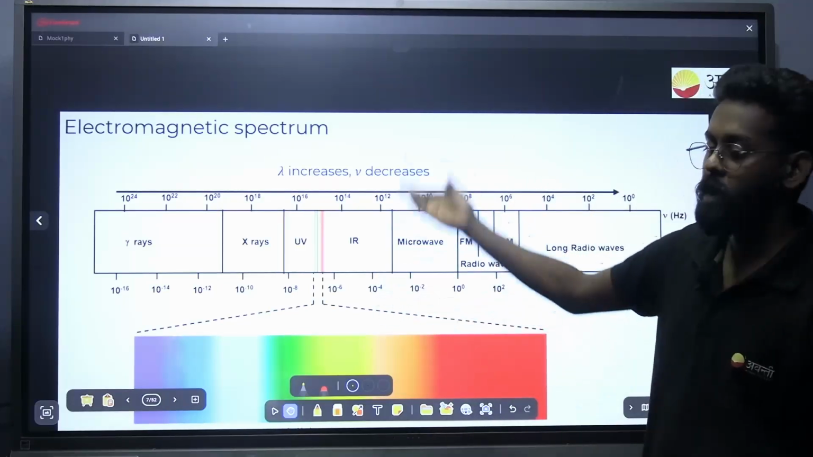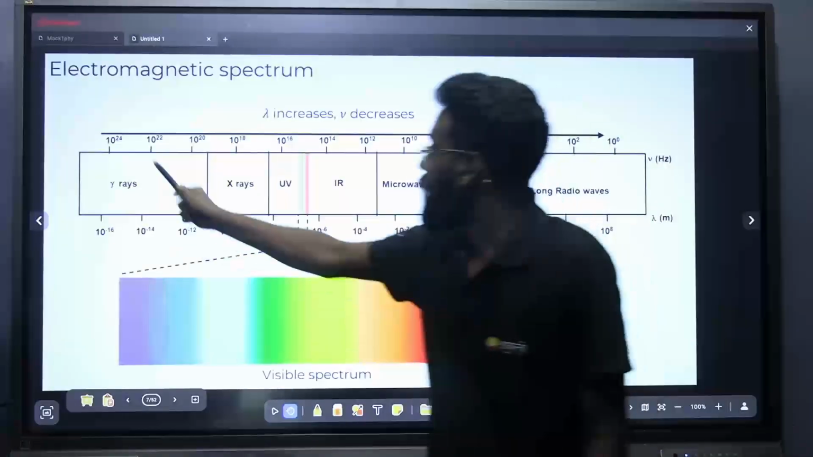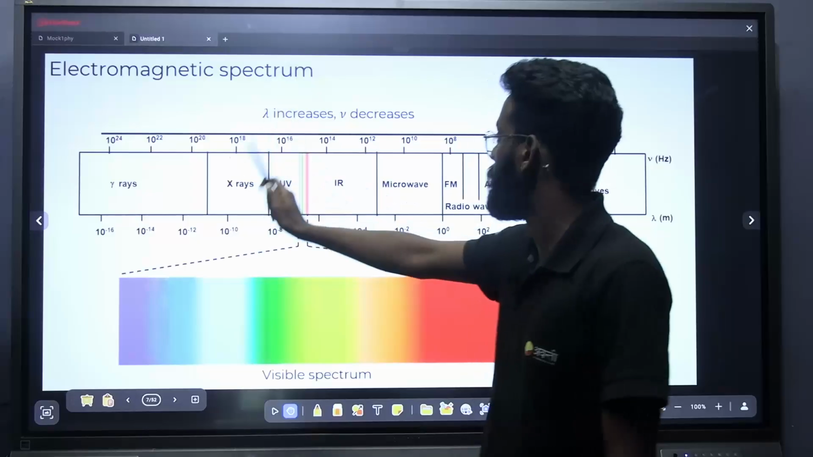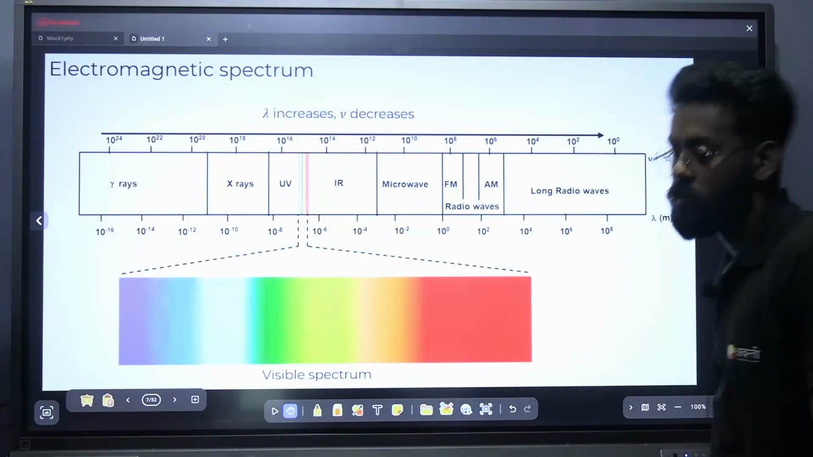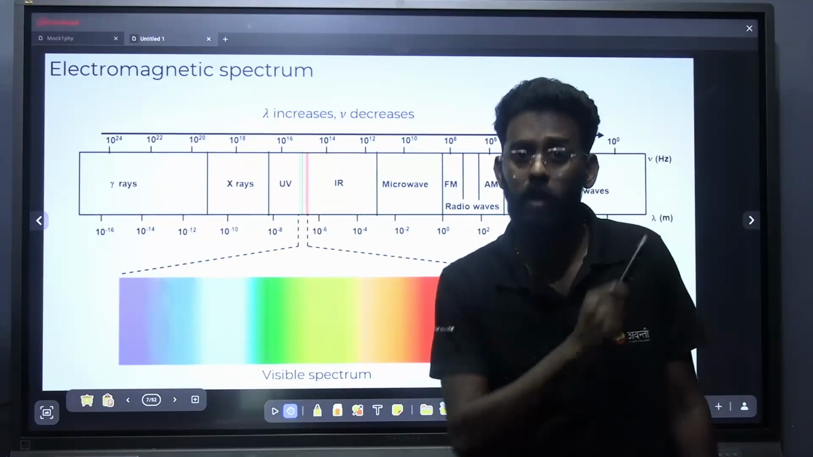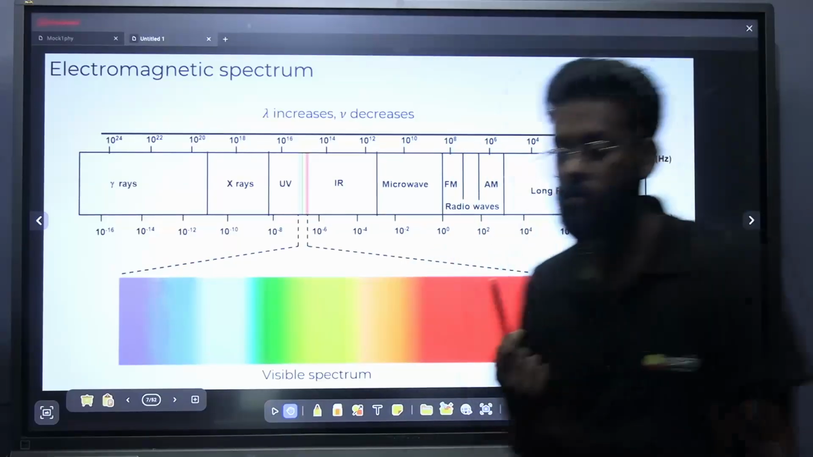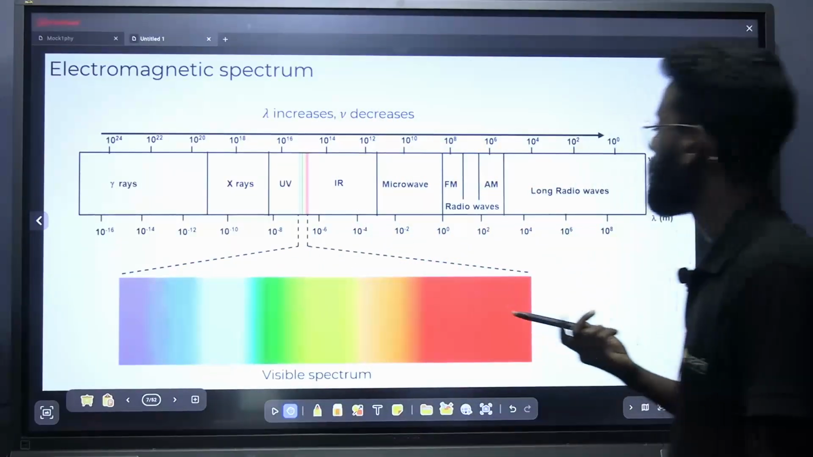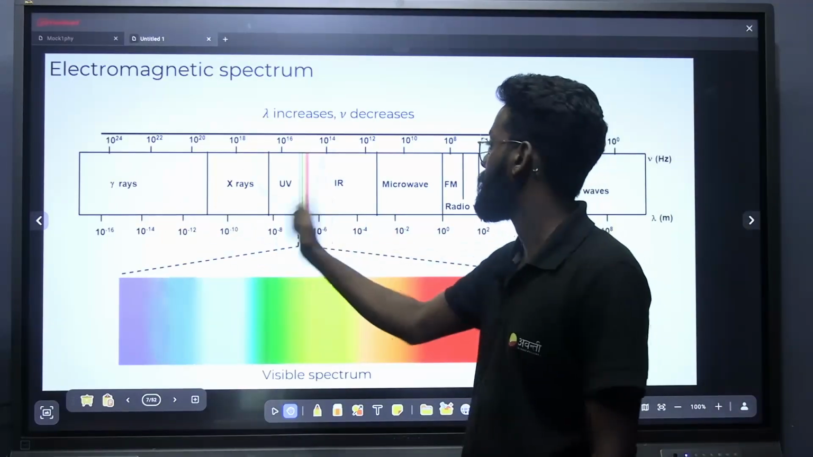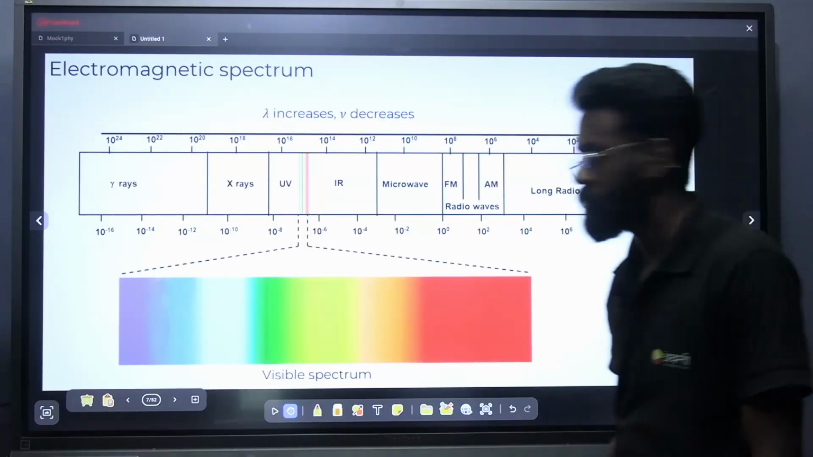Okay, now the next one is about the electromagnetic spectrum. If you look at this electromagnetic spectrum, you can see, starting from gamma rays which have less wavelength and higher frequency, to long wave radio waves. A question will come: arrange the following in increasing or decreasing order of their wavelength or frequency. That will be the question that can come from this part. So just take a note of it. You should remember these radiations: gamma, X-rays, UV, IR, microwave, long wave radiation. Okay, take a note of every one.